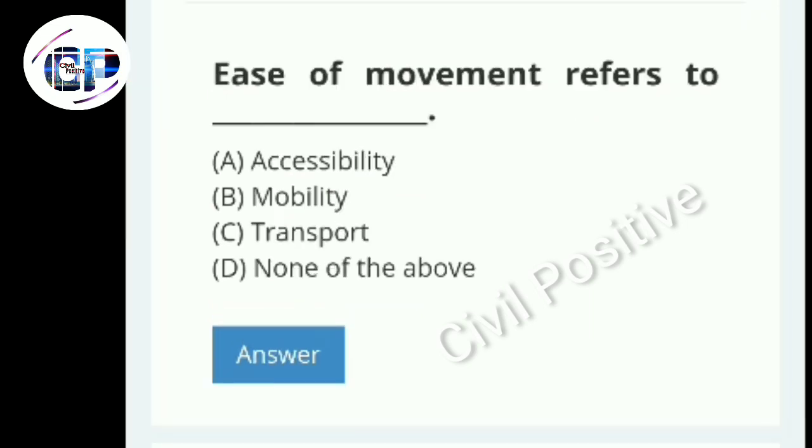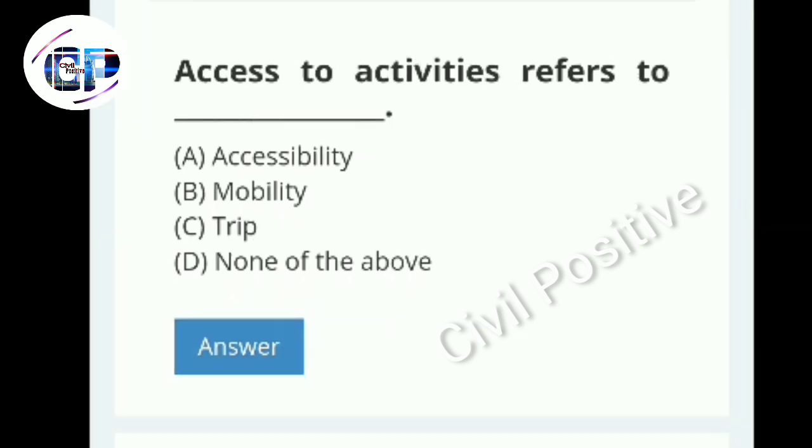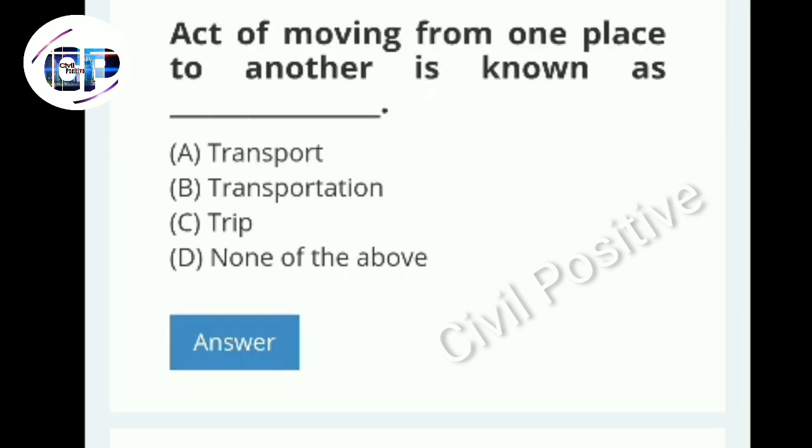Ease of movement refers to dash: accessibility, mobility, transport, none of the above. Answer is B, mobility. Access to activities refers to: accessibility, mobility, trip, none of the above. Answer is A, accessibility. Act of moving from one place to another place is known as: transport, transportation, trip, none of the above. Answer A, transport.